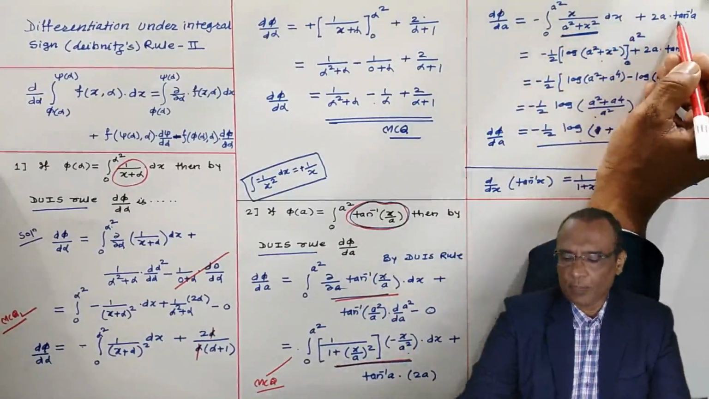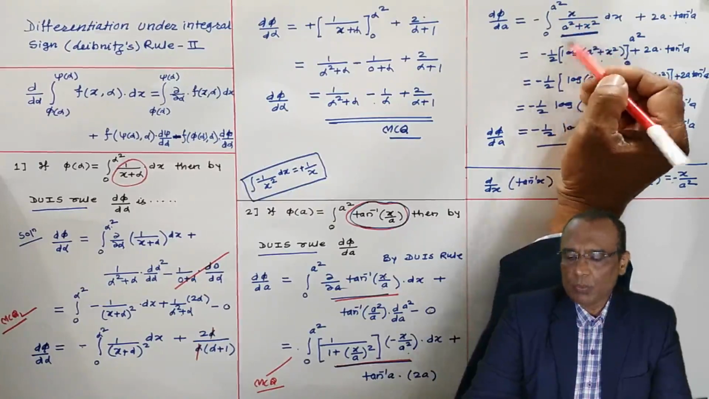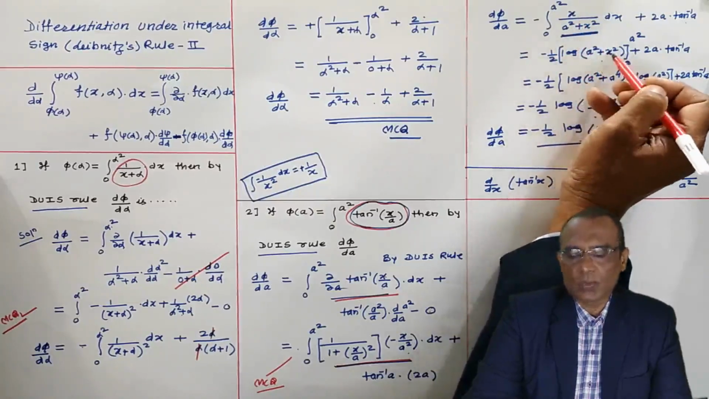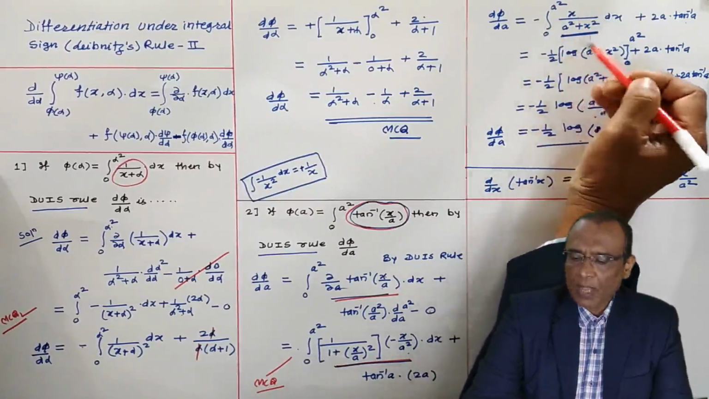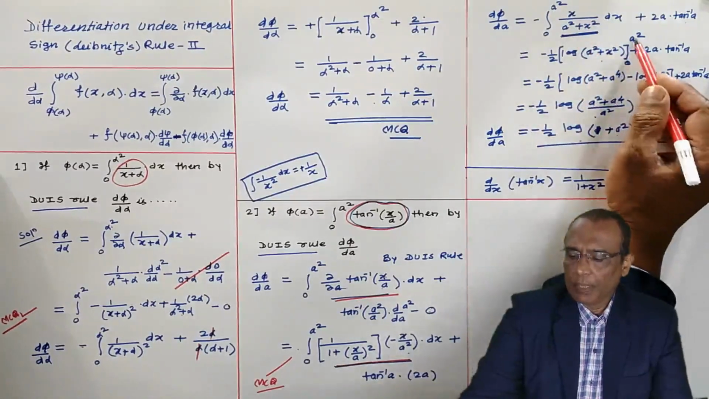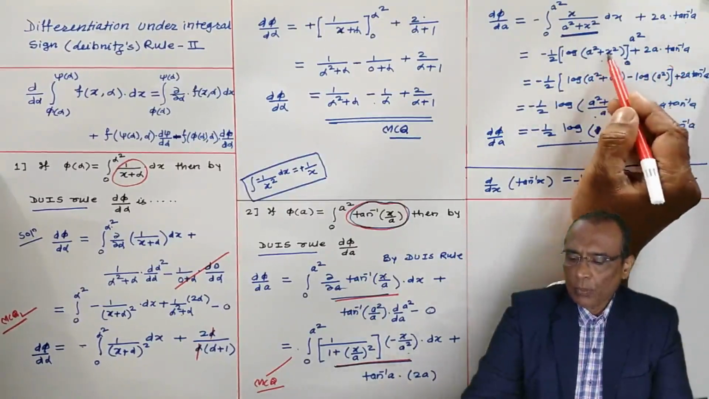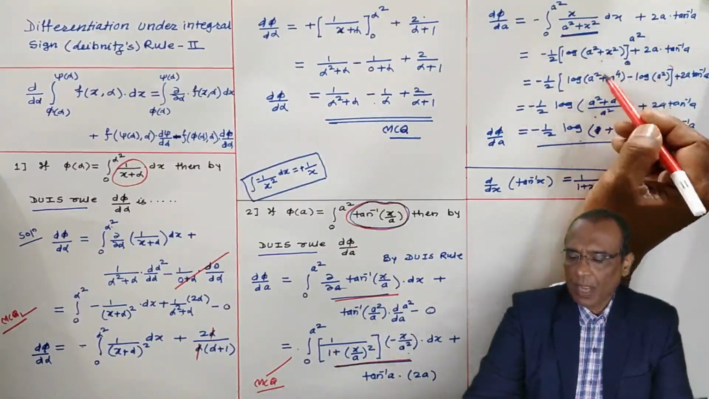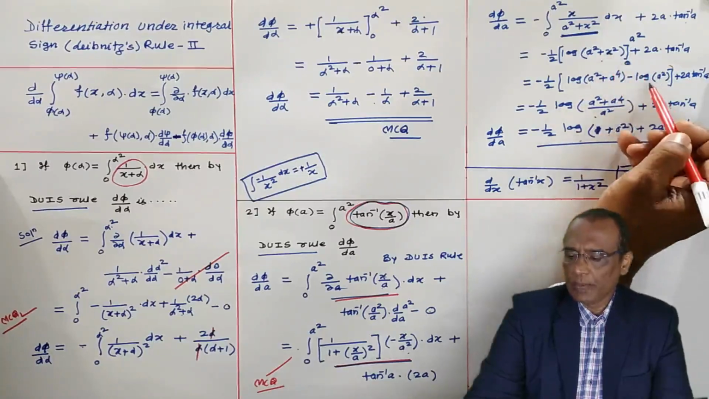This is as it is. Now, the integral of x by a square plus x square is 1 by 2 log of a square plus x square. This is the formula directly. Minus is as it is. After integration, put the lower limit and upper limit. This term is carried forward as it is. Put x equal to a square, I am putting x equal to a square, minus put x equal to 0, the lower limit.